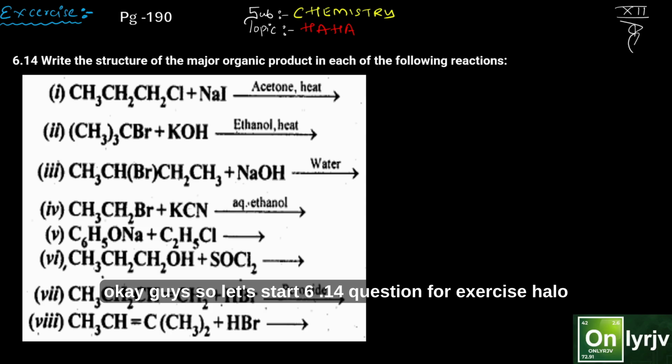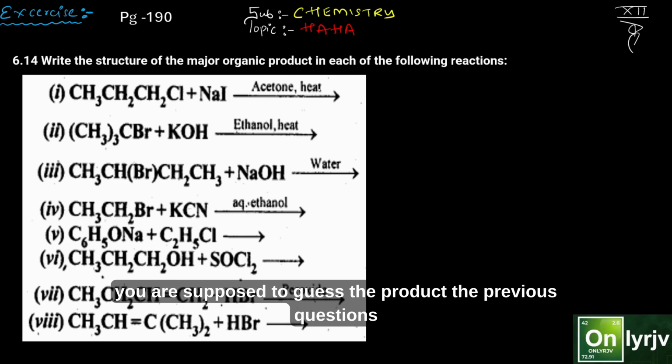Okay guys, so let's start the 6.14 question from the exercise on Haloalkanes and Haloarenes. The question is, write the structure of the major organic product in each of the following reactions. So these are the 8 reactions given to you, and you are supposed to guess the product.